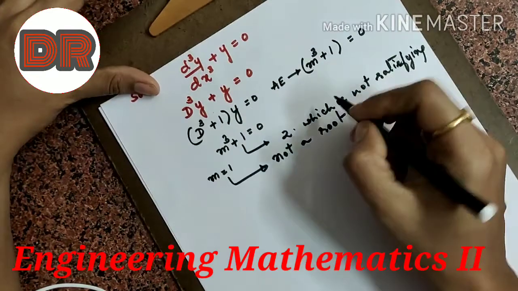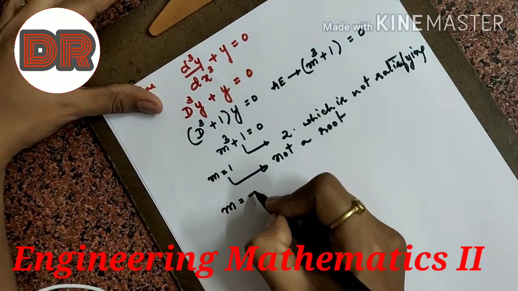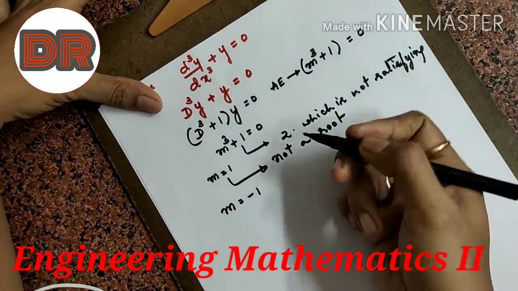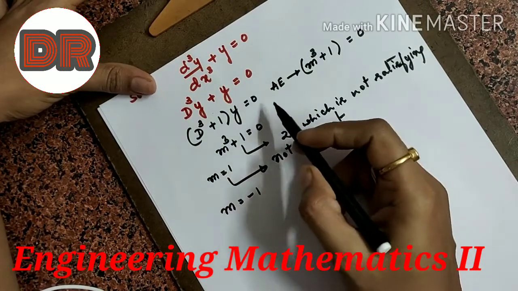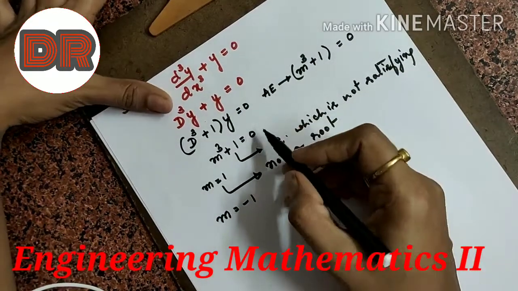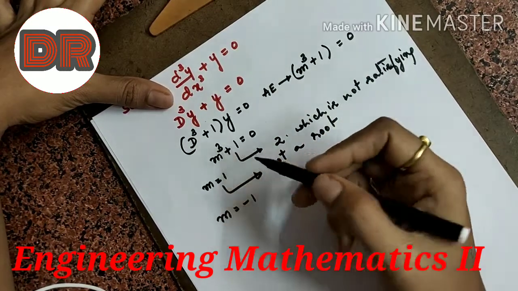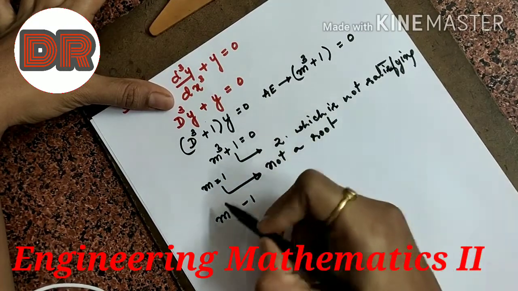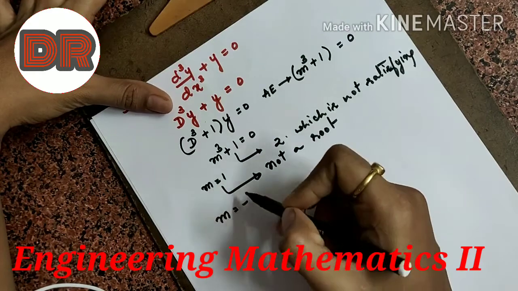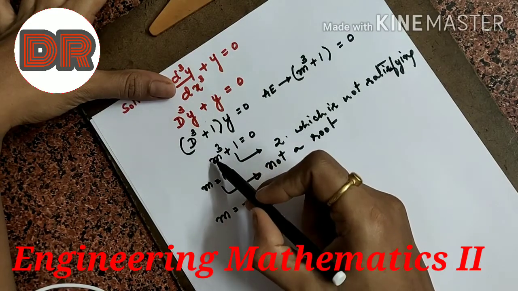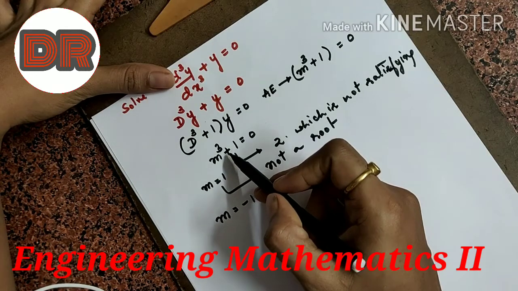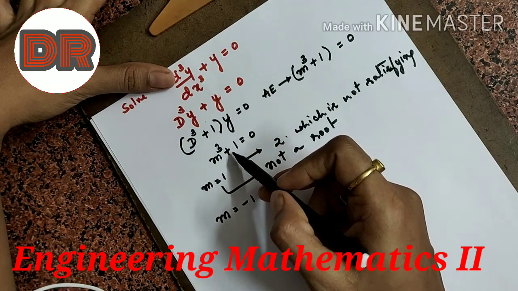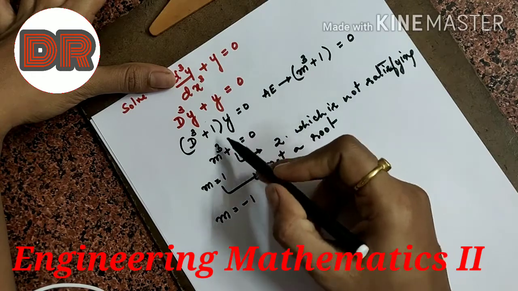So let us try with m is equal to minus 1. You can also try it with 0. If you are getting 0, then it will be satisfying the equation and it can be a root. But substituting 0, I get 0 plus 1, so I am getting 1 as an answer, which is not satisfying the complete equation.